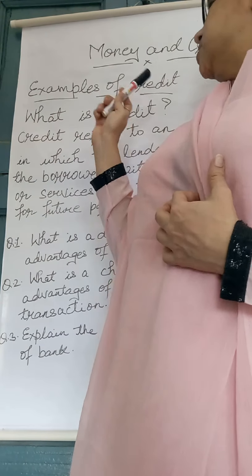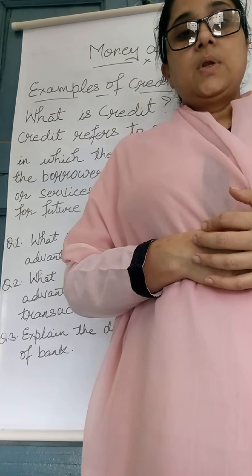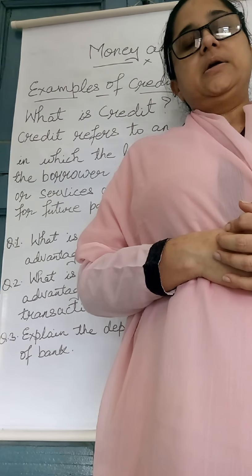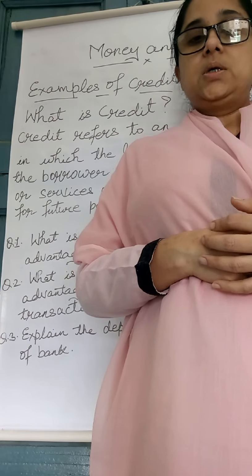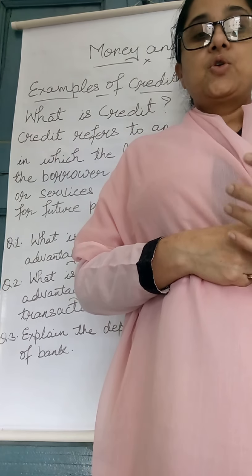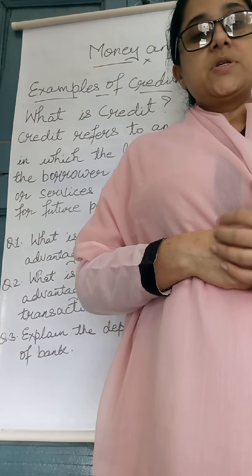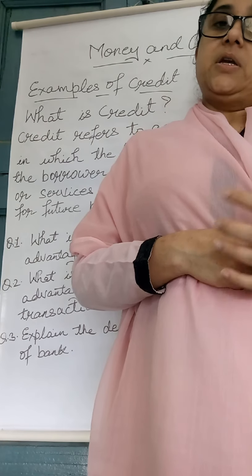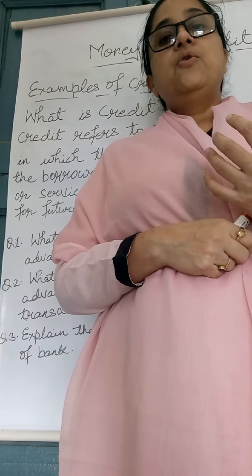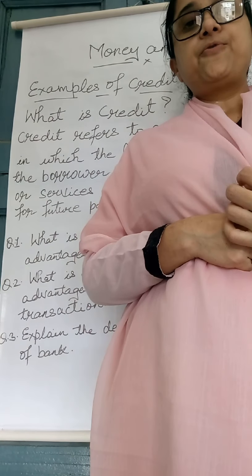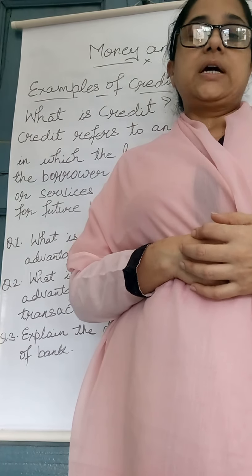What is credit? Credit means loan. It refers to an agreement in which the lender supplies the borrower with money, goods or services, and the borrower promises future payment. This is the meaning of credit: when you take a loan or take money from anyone, after some time you have to return that money.